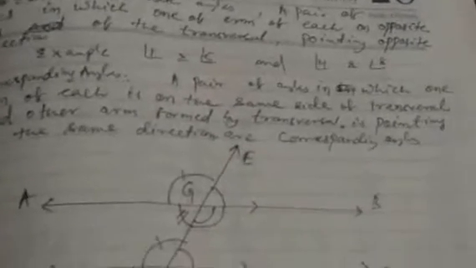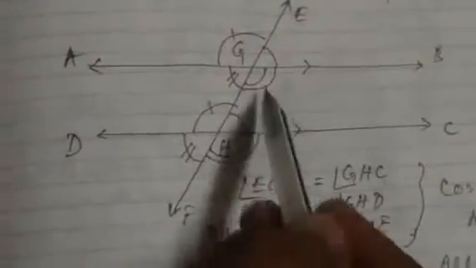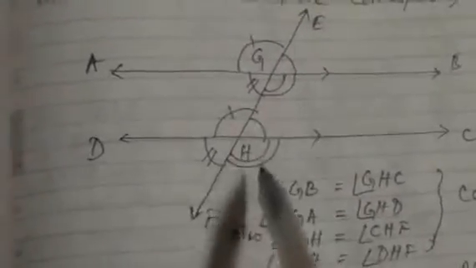Okay. Next we have corresponding angles. Corresponding angles are a pair of angles in which one arm of each is on the same side of the transversal, and the other arm is formed by the transversal pointing in the same direction. Look at this figure. Here this angle and this angle, with this as the transversal, both are on the same side, pointing in the same direction. So this angle is equal to this angle; you can say they are corresponding angles.